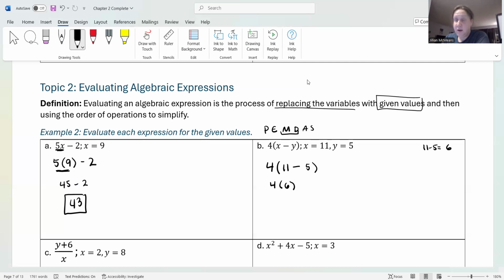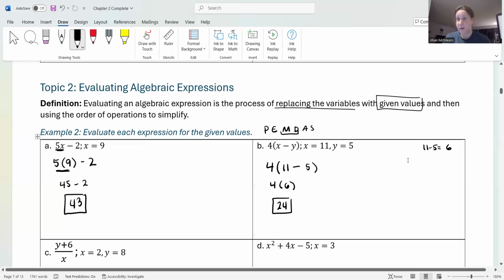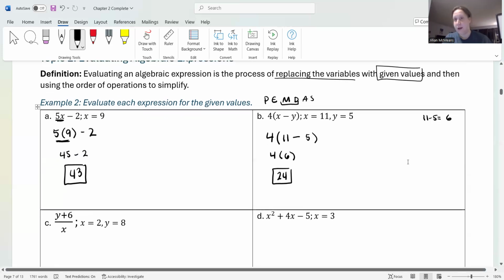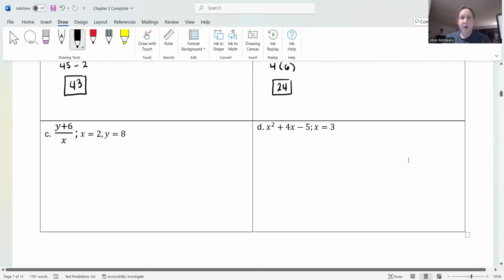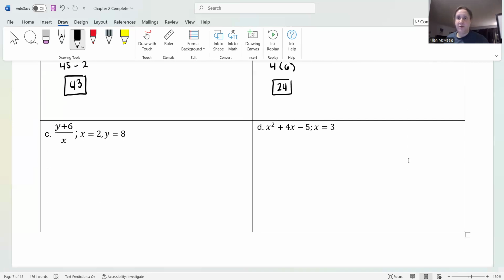This gives me one final step, which is just multiplication. So 4 times 6 is 24. And there you have it. We have evaluated 4 times x minus y for x is 11 and y equals 5, and we get exactly 24. Let's look at part C. Part C looks like a fraction, but don't fret. It should simplify out beautifully because at this point we haven't dealt with fractions.